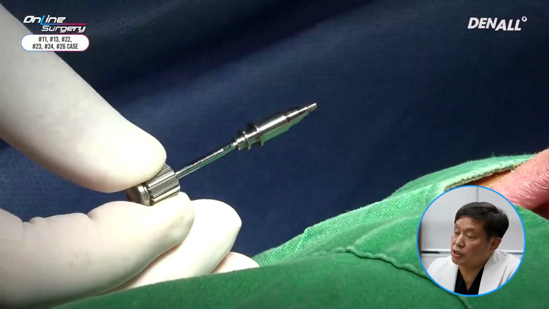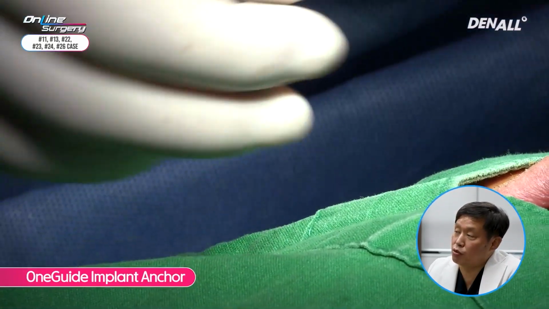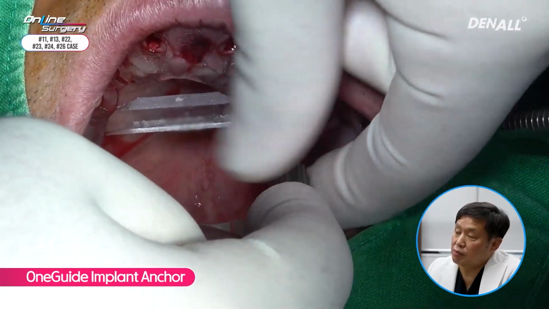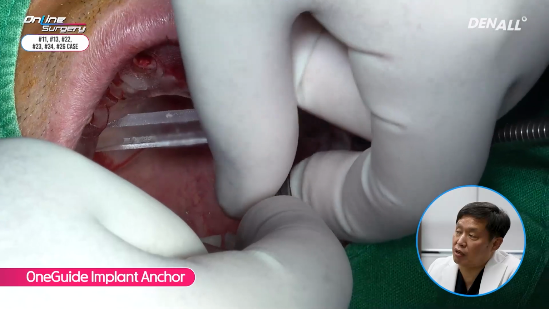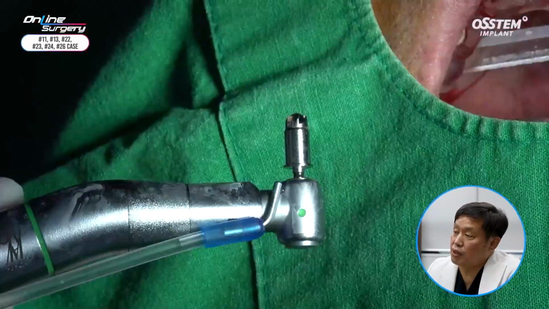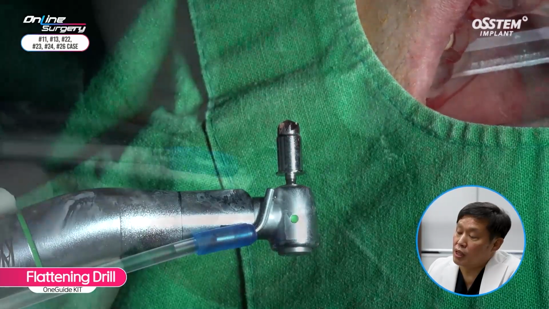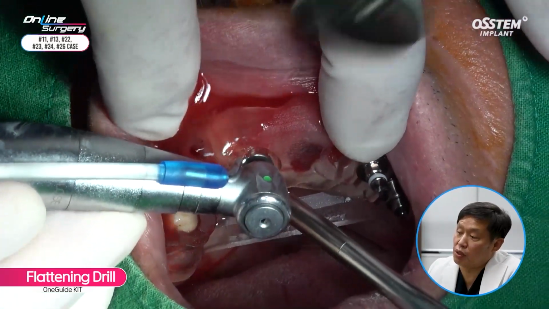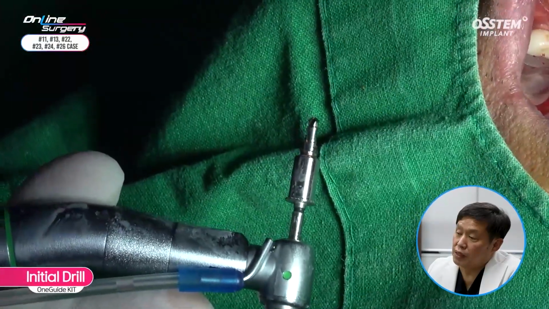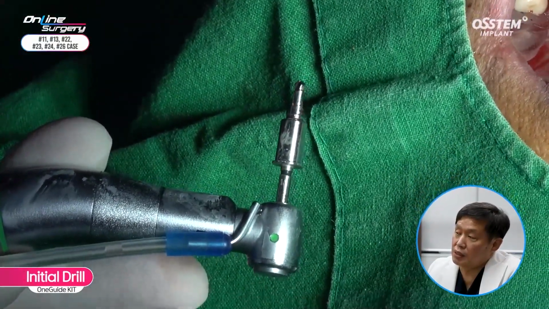After implant placement, implant anchors were used. Implant anchors were connected. Number 3 and 4. This means that there were 2 vertical anchors in order to ensure accurate implant positioning. Template was checked, and then moving on to number 11, flattening drill was done, followed by initial drill.